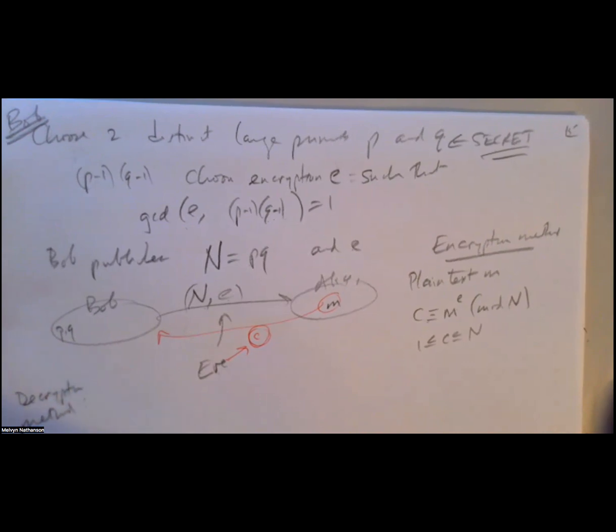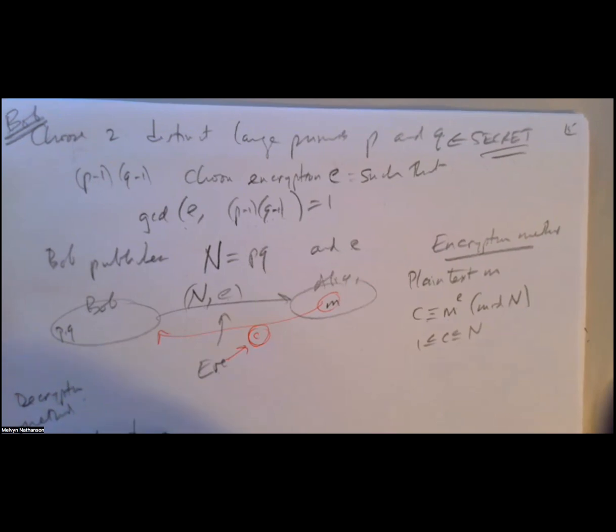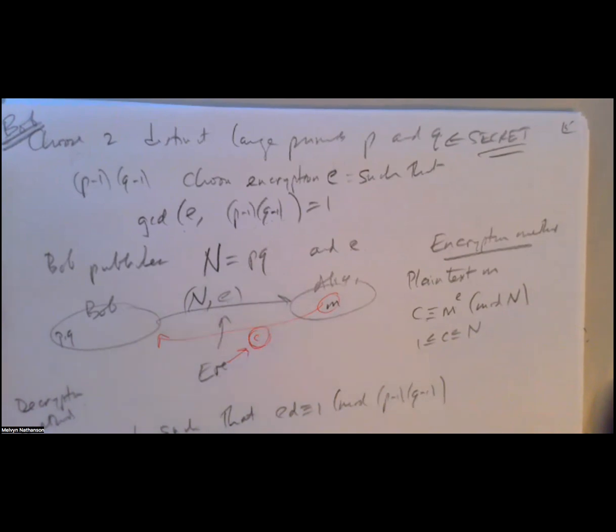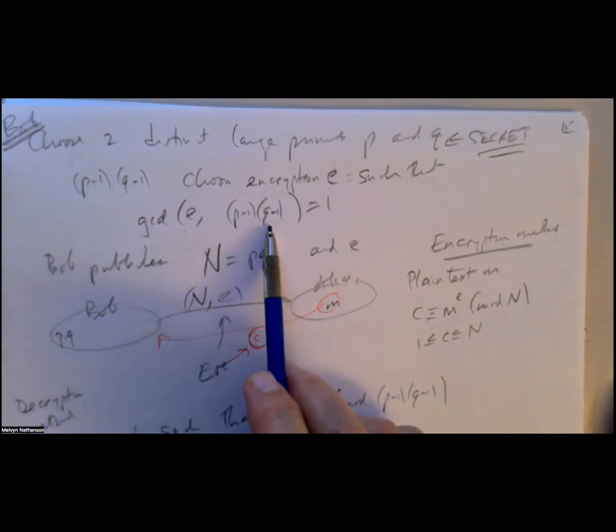Bob computes a number D such that ED is congruent to 1 mod (P minus 1)(Q minus 1). If E is relatively prime to this modulus, it has a multiplicative inverse.